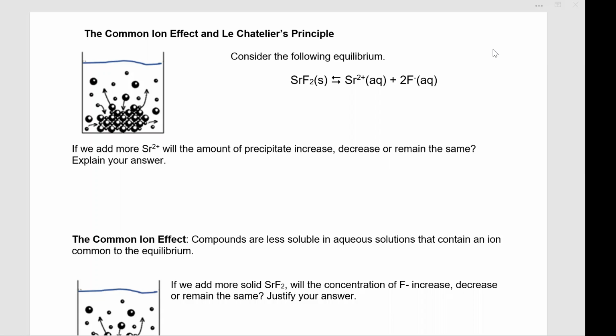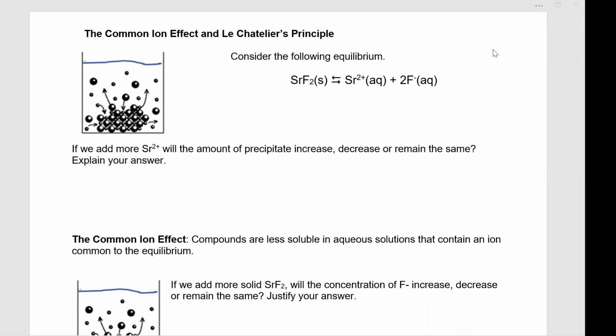We're going to talk about the common ion effect and Le Chatelier's principle. Consider the following equilibrium. We have strontium fluoride in equilibrium with strontium 2 plus and 2 fluoride ions, as we have shown in this little diagram.